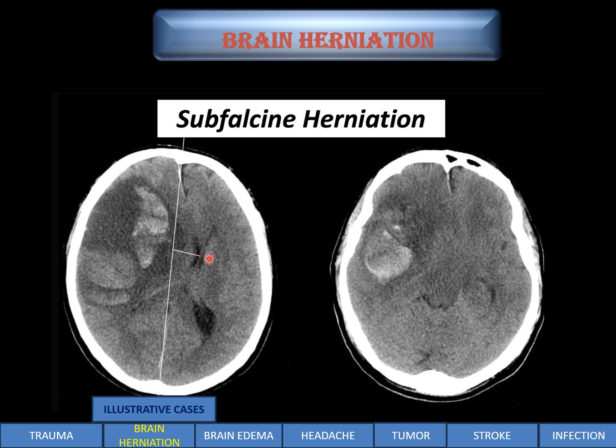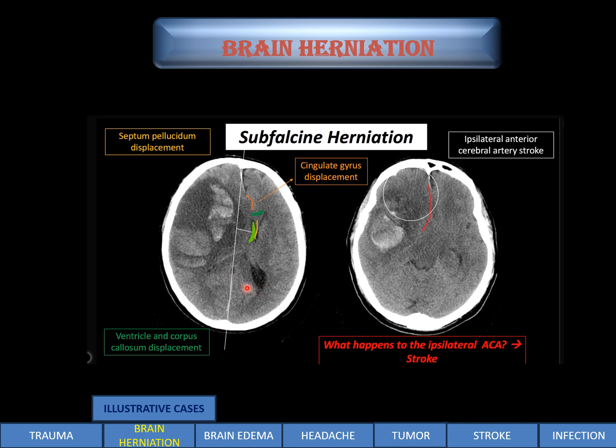Important cutoffs are 3 mm, 5 mm, 10 mm. More than 3 mm is midline shift, 5 mm is a significant midline shift. More than 10 mm, the patient will be having a severe midline shift requiring an urgent neurosurgical referral. So here there is a large hematoma and there is a contusion which is causing the midline shift and subfalcine herniation.